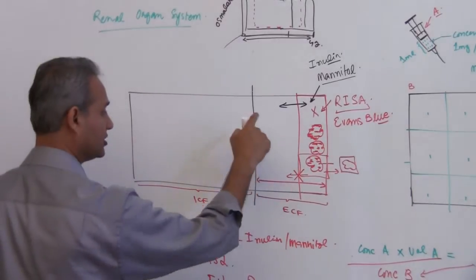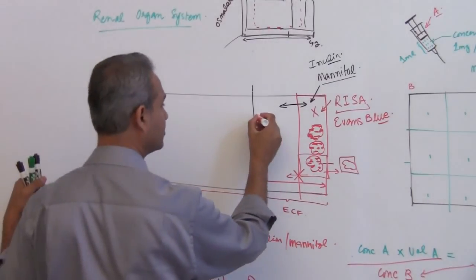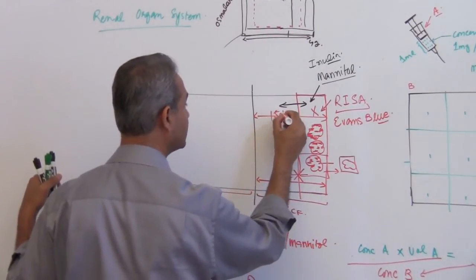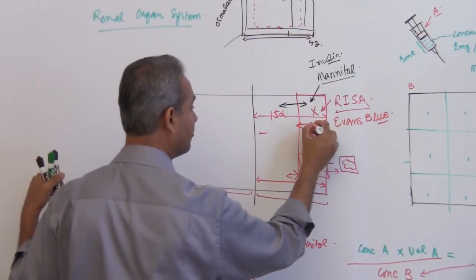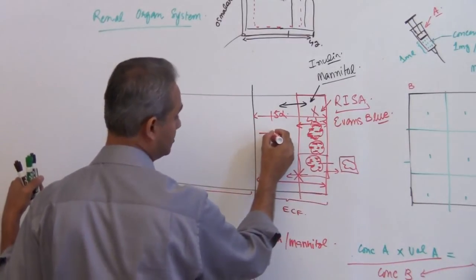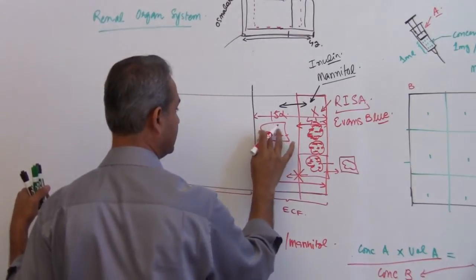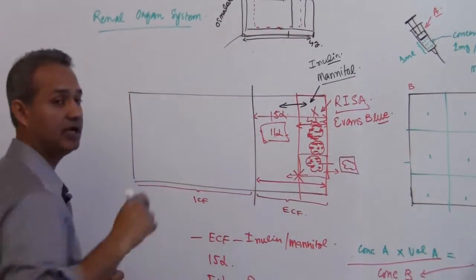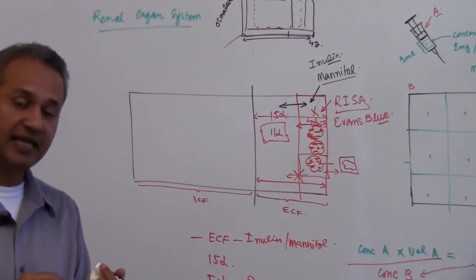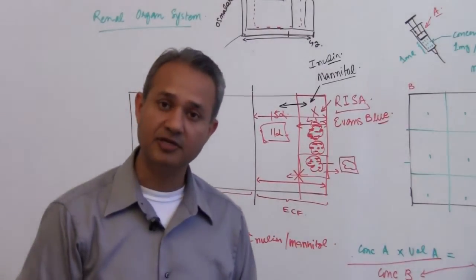Now you can figure out what is the interstitial fluid. Interstitial fluid is going to be 15 liters minus 4 liters equals 11 liters. That is your interstitial fluid volume. So that is an indirect method of measurement.